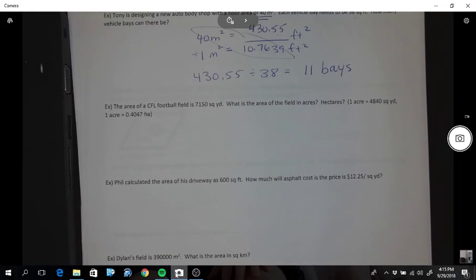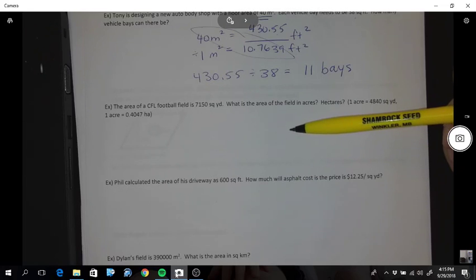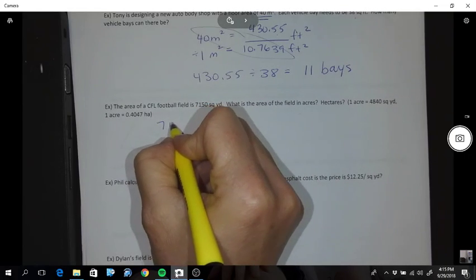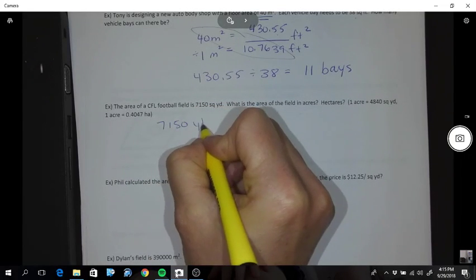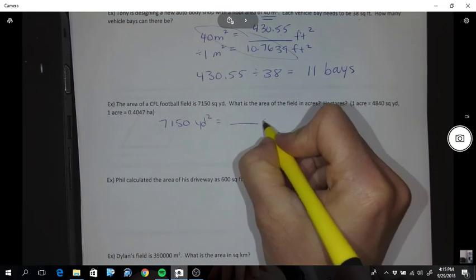Number 2. The area of a CFL field is 7,150 square yards. So what's this area in acres and hectares? So now there's some special conversions here for us. So we're going to set up a ratio again. 7150 square yards is equal to how many acres?